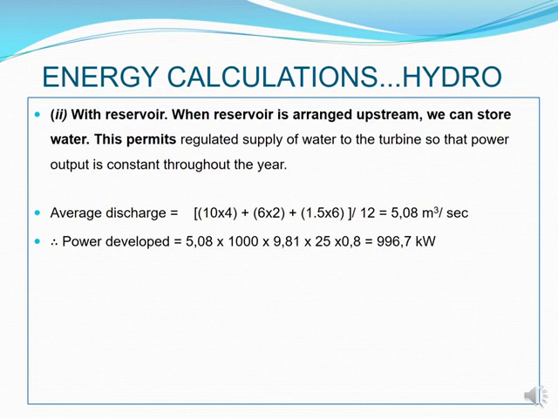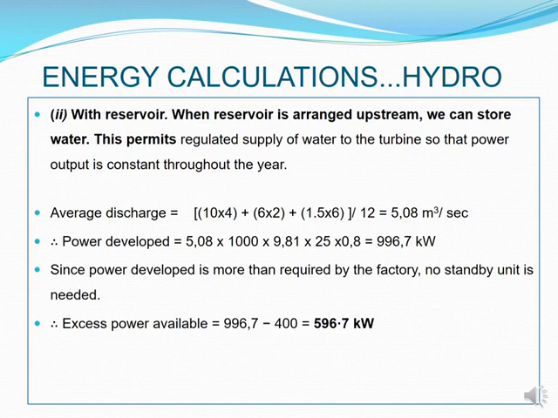You take that, you multiply it by your 1,000, which is your 1 cubic meter into 1 kilogram. Then you multiply it by your H, which is the 9.81 times 25 times 0.8. And you will now have a power developed that we're saying is an average for the year of 996.7. So since your power developed is more than required by the factory, you do not require a standby unit in this case. You instead have an excess power of about 596.7.